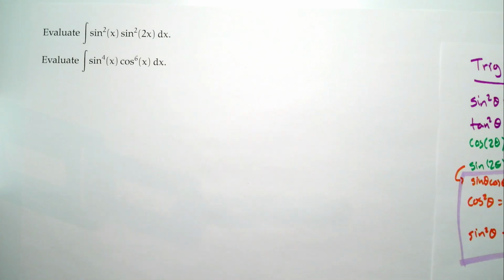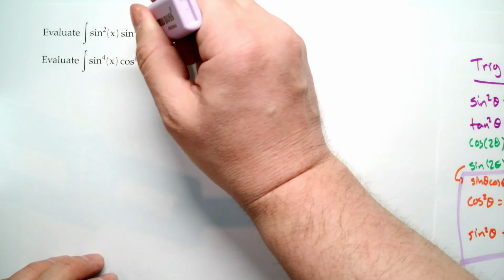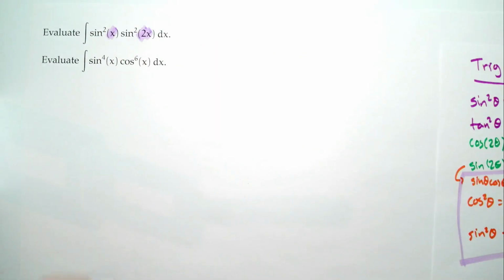Sine squared of x, sine squared of 2x. Now this one, there's a little bit of misdirection here. You see, the insides don't match. Now, when the insides don't match, your first reaction should be, I want the insides to match. Because if they don't, game's over. And you stop. All right, so then the question is, how can we get the insides to match?